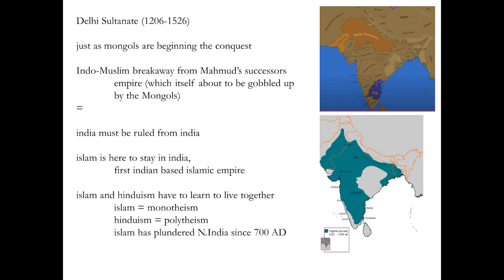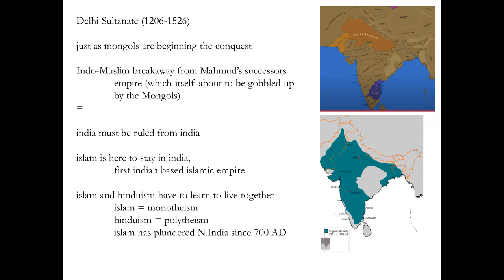So we're going to see again and again and again, these successors just aren't up to the job of the main conqueror, the main creator of these dynasties. And so what happens is you get a breakaway, right? The Delhi Sultanate will eventually encompass most of India. It's one of the great uniters of the Indian subcontinent. And it breaks away from this declining empire of Mahmud's successors, just as the Mongols are on their way. So smart for those guys.